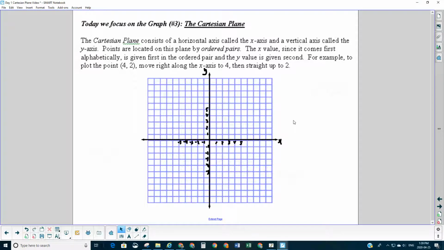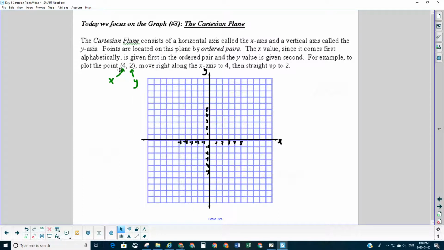All right, so just more stuff about the Cartesian plane that you hopefully discovered in the Desmos activity. We know it's named after René Descartes, the French mathematician who invented this. It consists of a horizontal axis, called the x-axis, and the vertical axis is called the y-axis. Points are located by ordered pairs. The x value, since it comes first alphabetically, comes first in the ordered pairs. So if you're ever forgetting which is which, the x coordinate is first and the y coordinate is second, because alphabetically x comes before y.